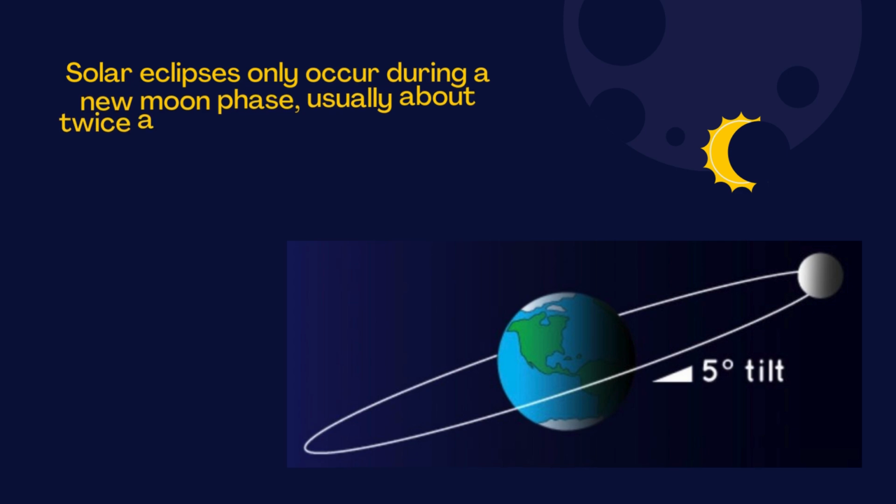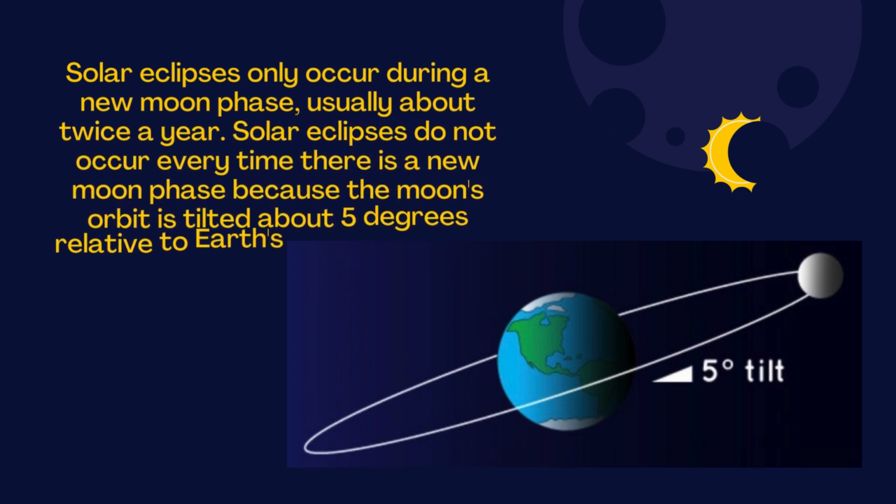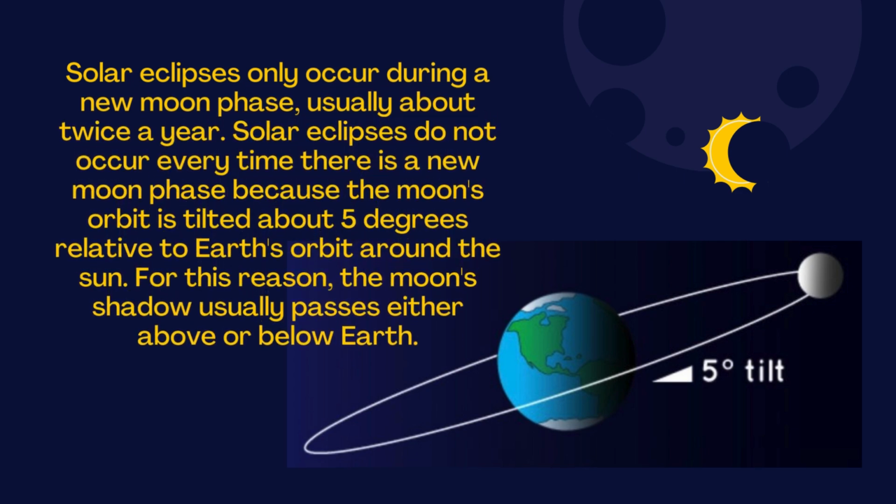Solar eclipses only occur during a new moon phase, usually about twice a year. Solar eclipses do not occur every time there is a new moon phase because the moon's orbit is tilted about 5 degrees relative to Earth's orbit around the sun. For this reason, the moon's shadow usually passes either above or below Earth.